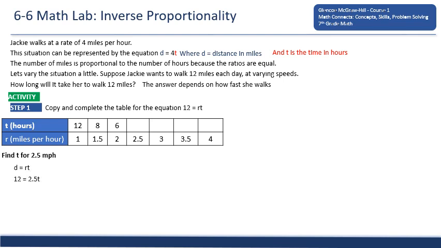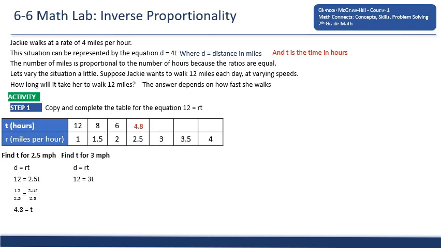D equals R times T, or distance equals rate times time. We'll plug in what we do know. We know the distance is 12 miles, and we know the rate is 2.5 miles per hour. So in order to find the time, we'll divide both sides by 2.5, and we get 4.8 equals T. So we'll plug 4.8 into the table, and now we'll do the same thing for 3 miles per hour.